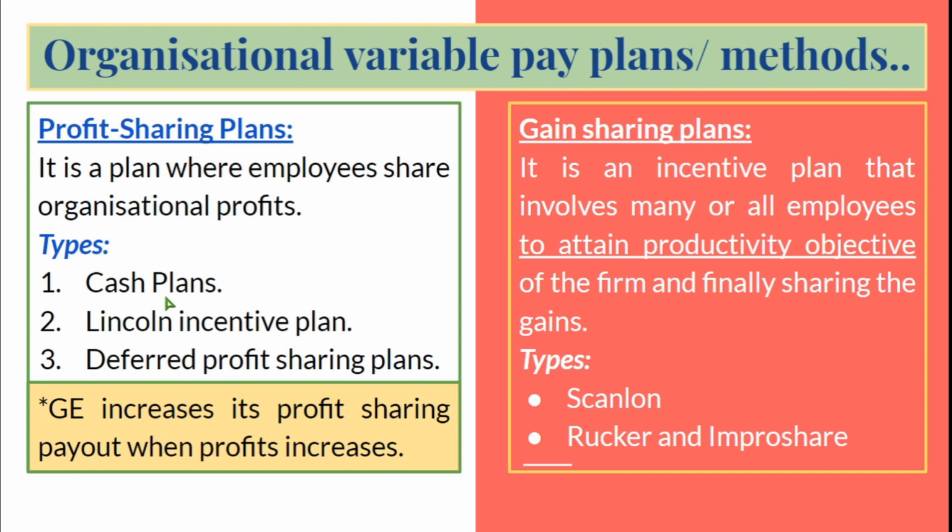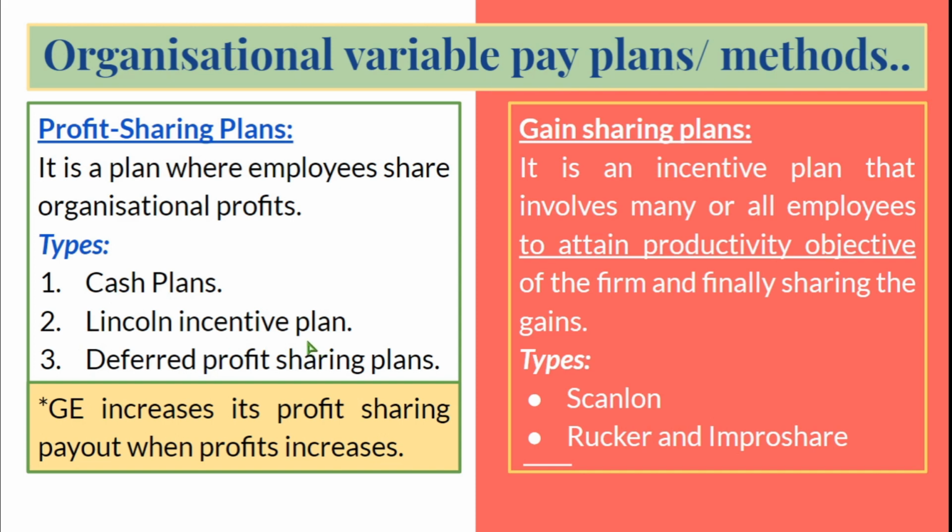The first is cash plans. In this, the organization distributes a percentage of profit, usually between 15 to 20%, with the employees on regular interval, and the interval may be quarterly, half yearly, or yearly. All right. Then we have Lincoln Incentive Plan.